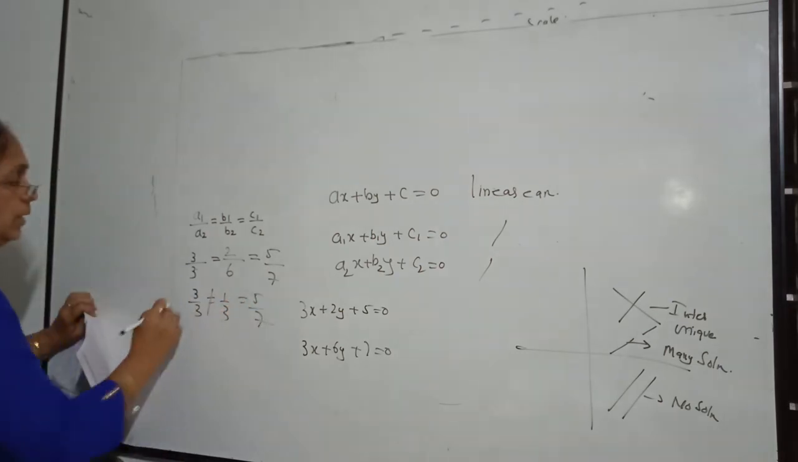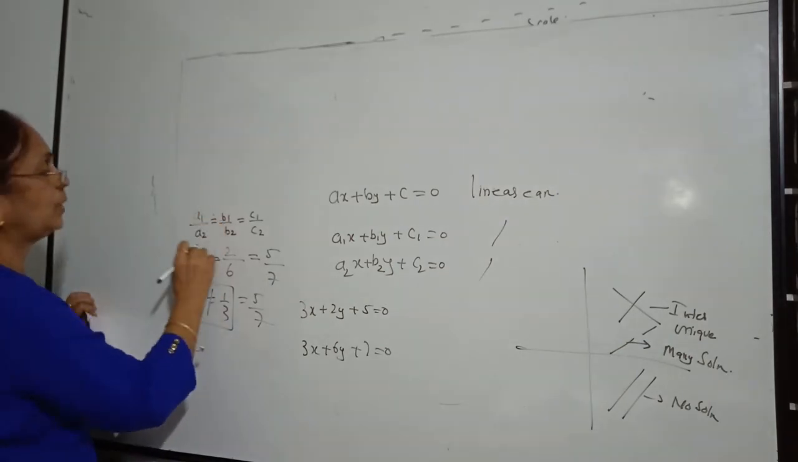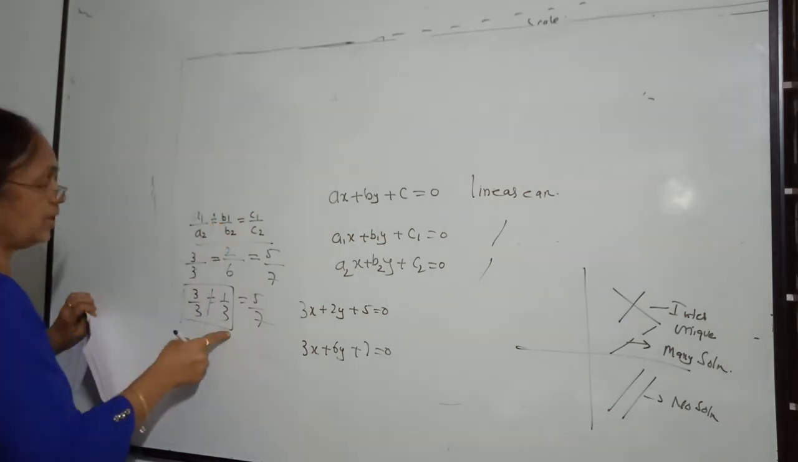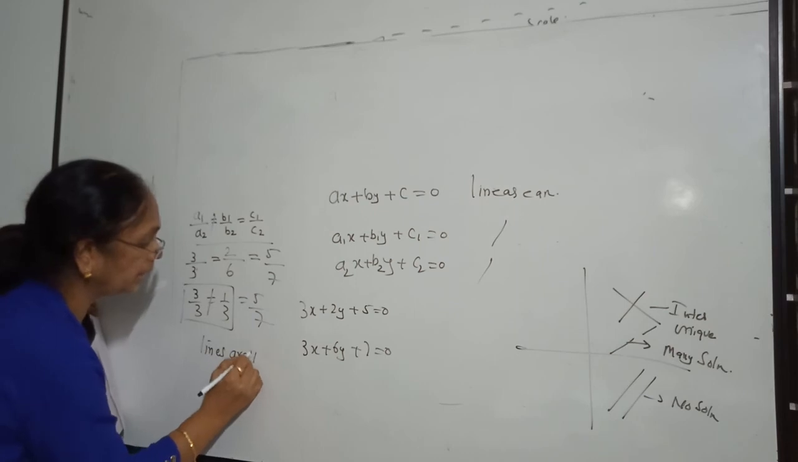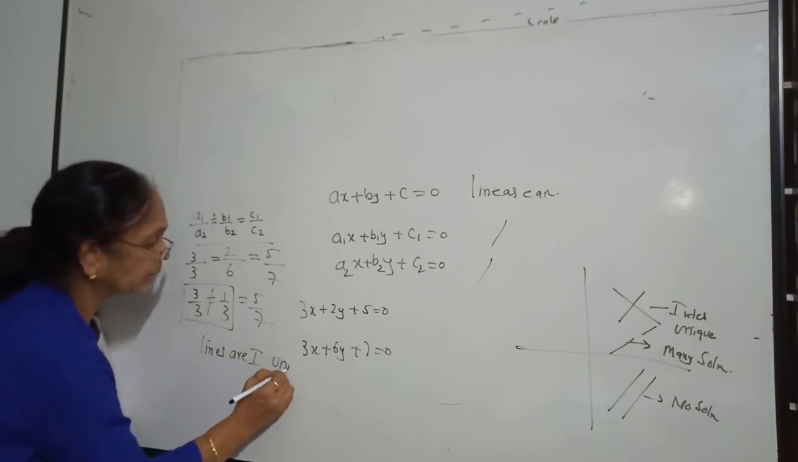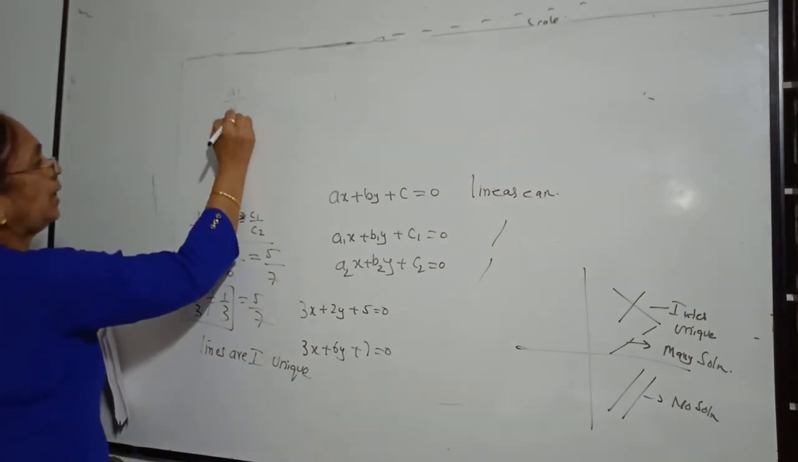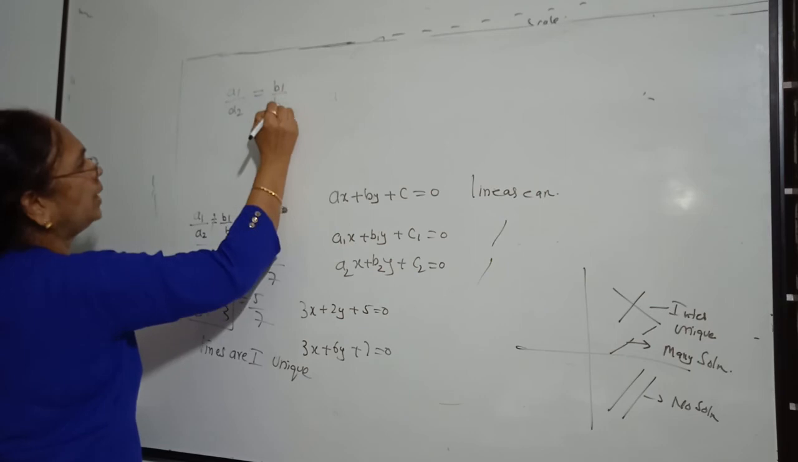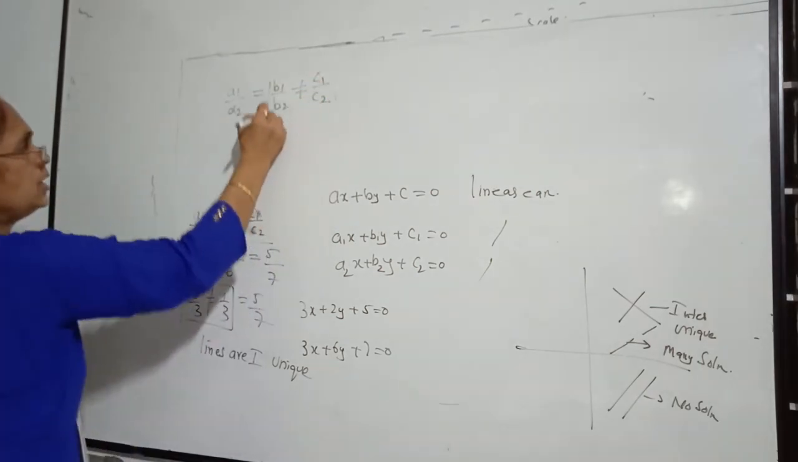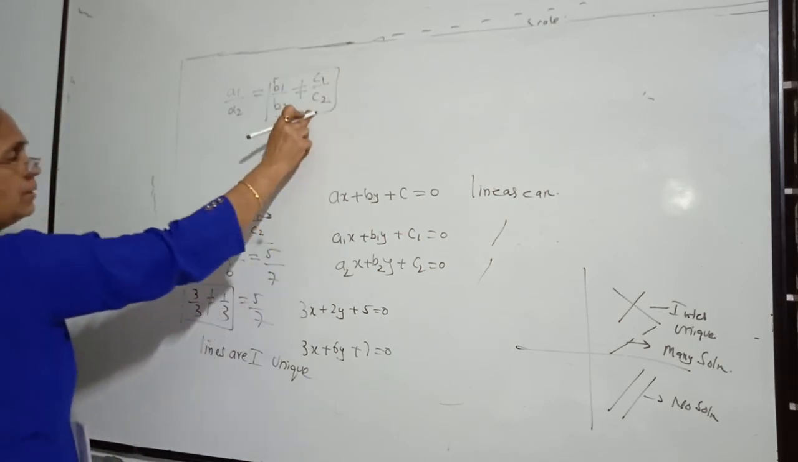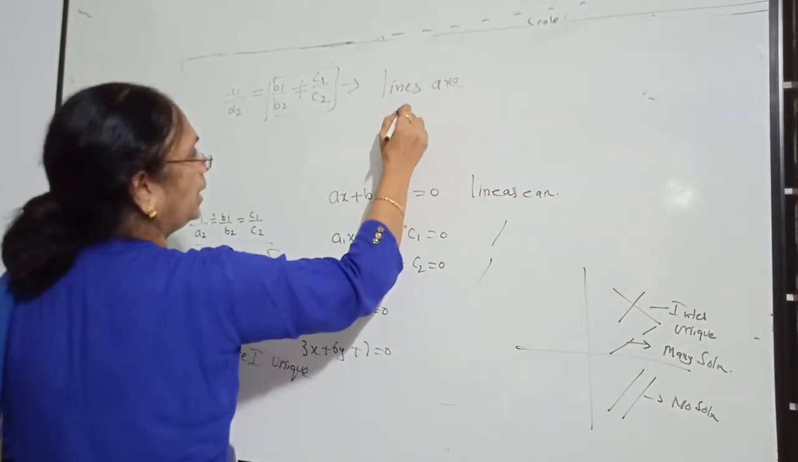This is not equal. If the first one is not equal to the second, then you can say the lines are intersecting. It has a unique solution. Suppose a1 by a2 is equal to b1 by b2 is not equal to c1 by c2. If you are getting the condition like this, then you can say that the lines are parallel.